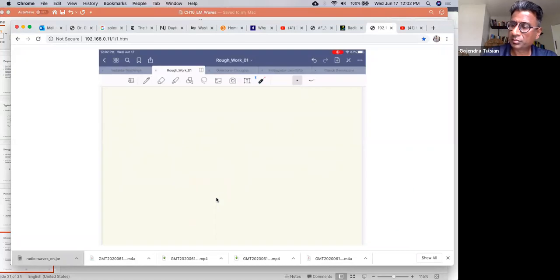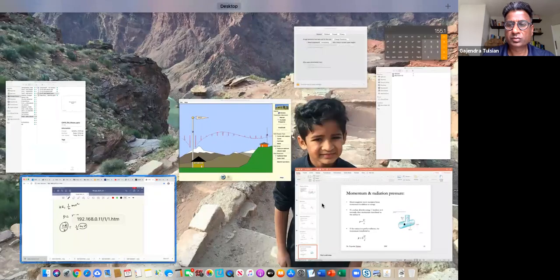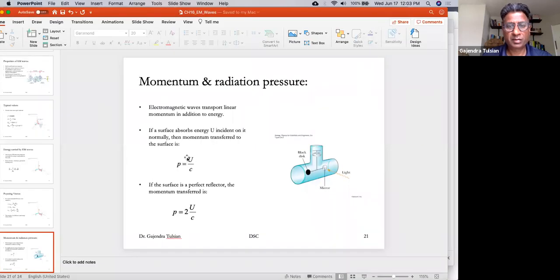Just classically, look at the kinetic energy. One half mv squared is the kinetic energy, and momentum is mv. So kinetic energy divided by velocity would be one half mv. This would be momentum. So energy divided by speed should have units of momentum. In a beam of light, when you absorb this much energy, this much momentum has been transferred to you: the energy absorbed divided by the speed of light.